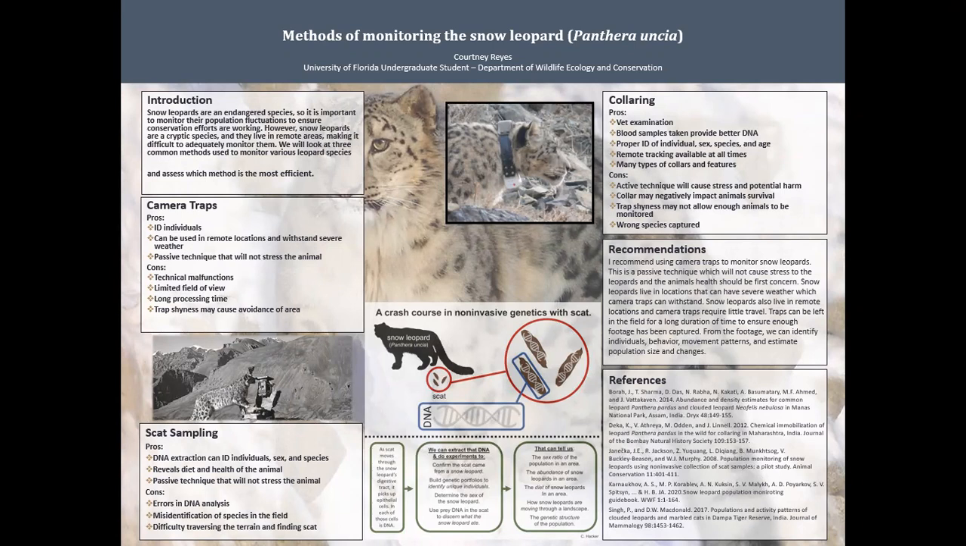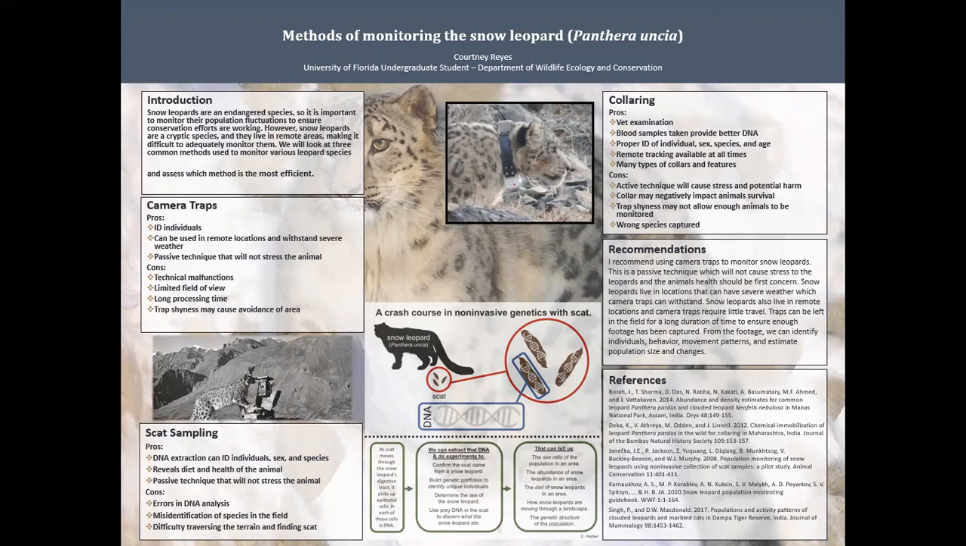Some cons to collaring are that it is an active technique that will cause stress and potential harm to the animal, which could happen when it's trying to get out of the cage or when you tranquilize it, and you can't have it tranquilized for too long or that will also harm the animal. The collar may negatively impact the animal's survival, such as affecting its movement, irritating its skin, not being able to camouflage as well.